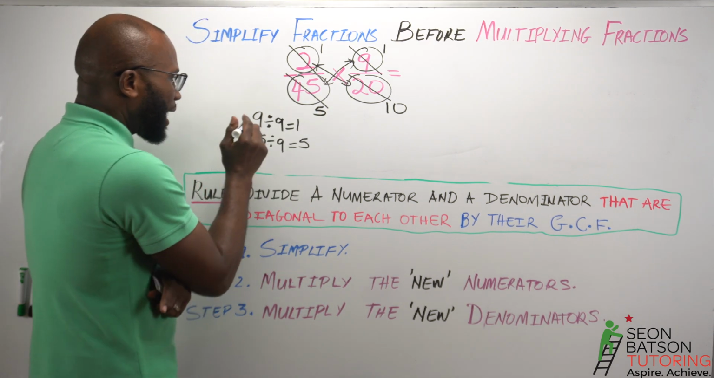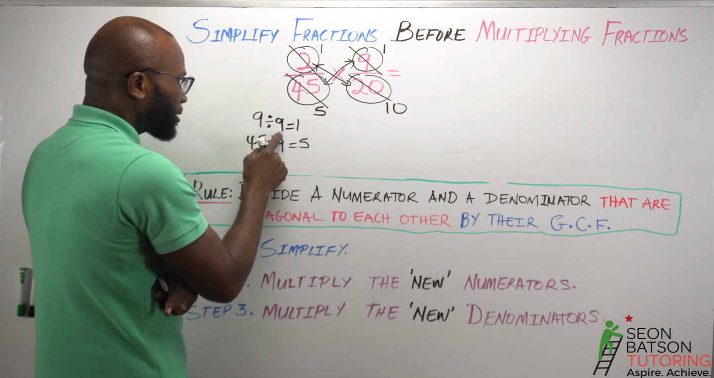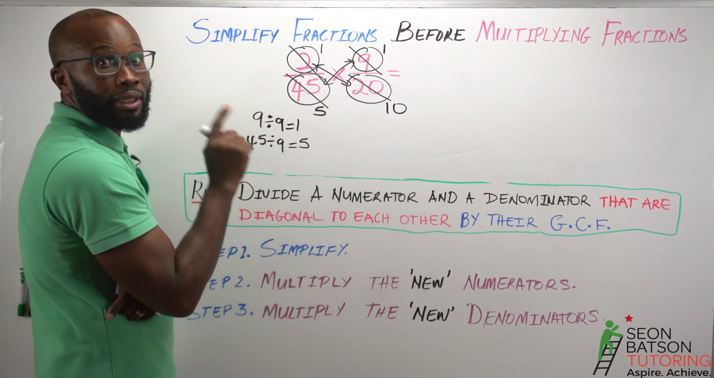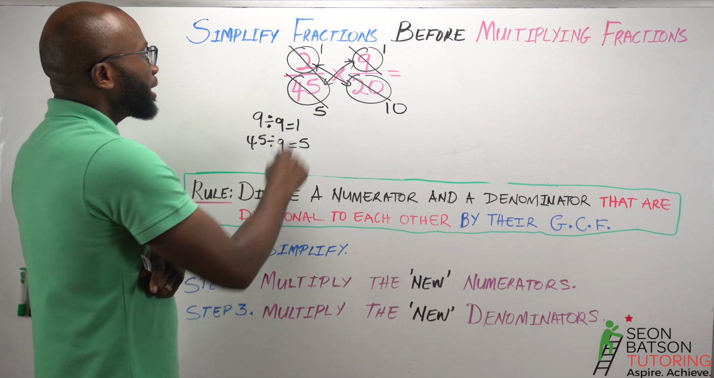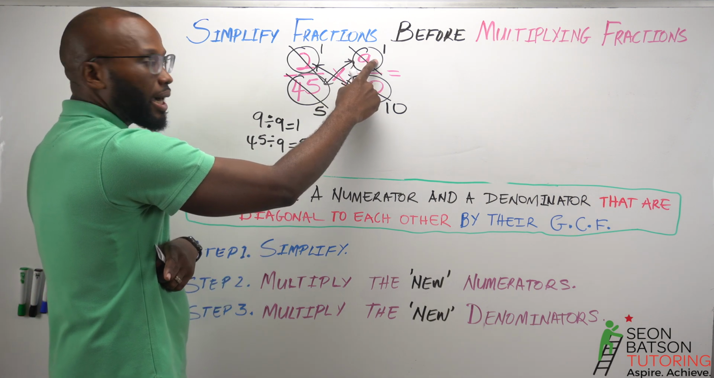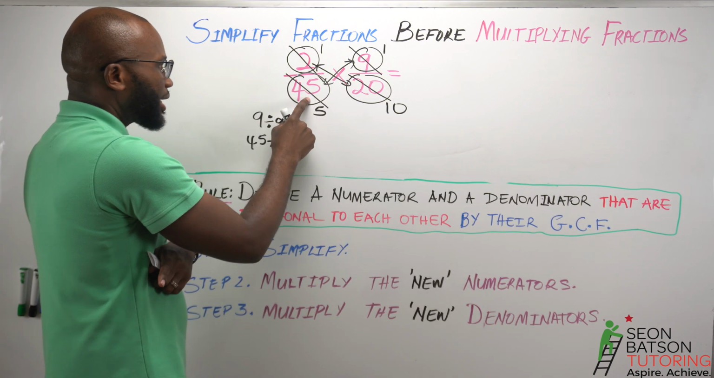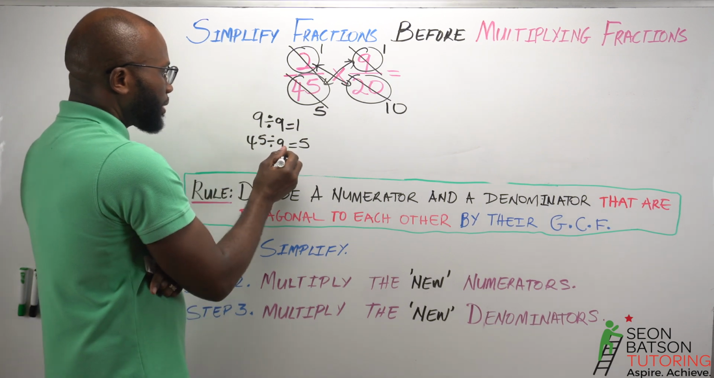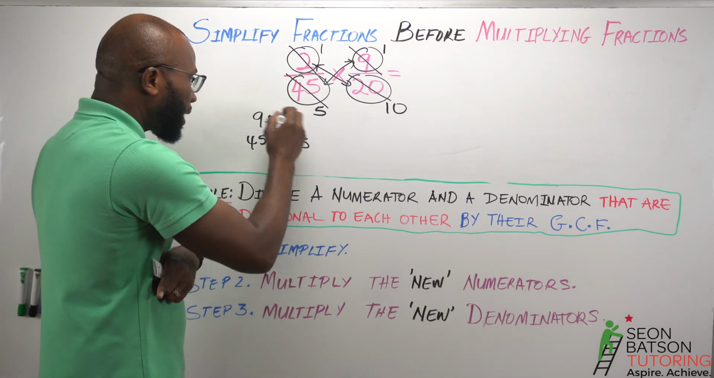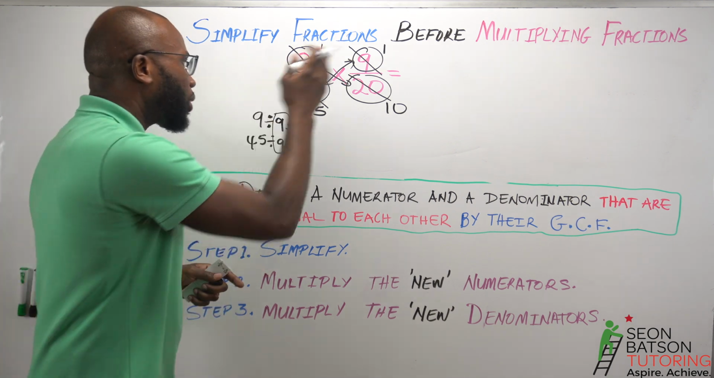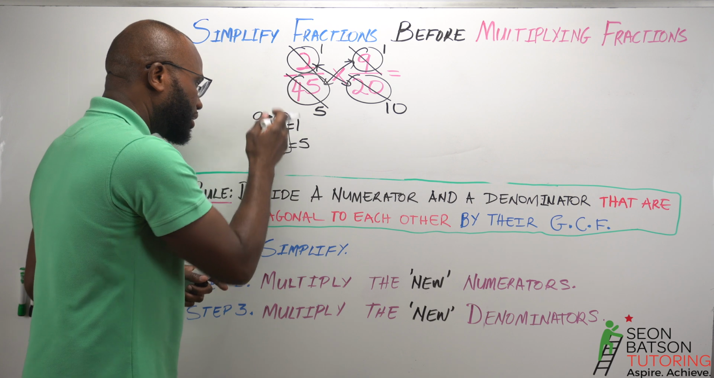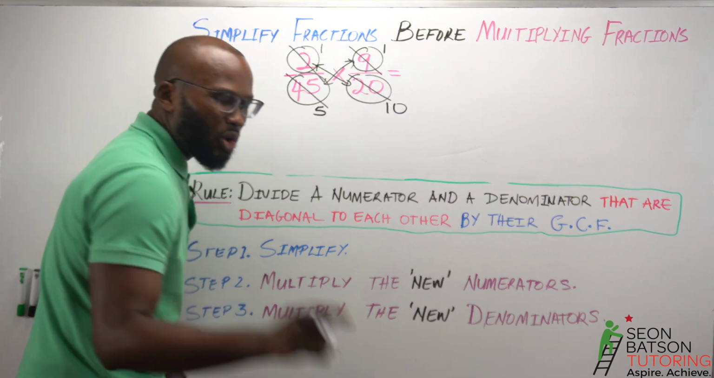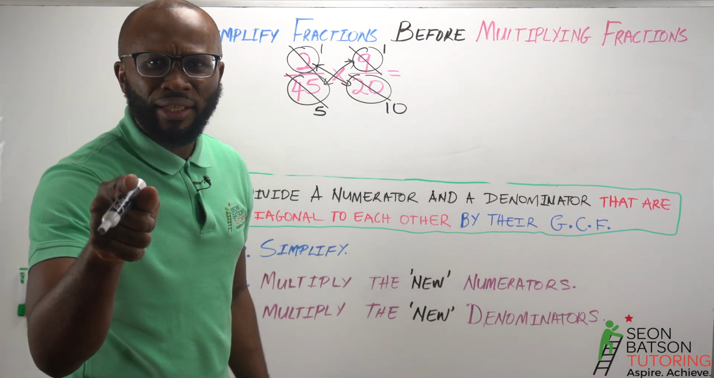Again, notice I divided the numerator by 9 and the denominator, that's diagonal, by 9 as well. Yes? I divided both by 9. You must divide both the numerator and the denominator by the GCF. Yes? So, we are done simplifying. I hope you simplified correctly. Did you simplify correctly? Good job.